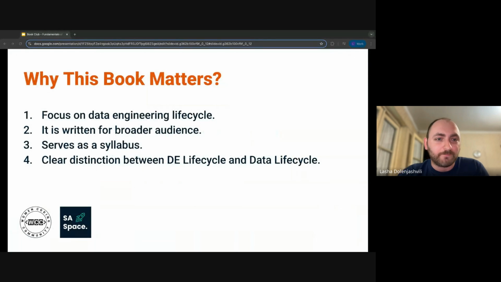Okay, so why does this book matter? As I mentioned, it's organized around the data engineering lifecycle. There are many technical books that try to teach you a single tool like Spark, Kafka, or Snowflake. The problem is those tools evolve, change, and sometimes they get obsolete and replaced. Instead, this book takes a step back and follows the logical flow of data from the moment it's created to the moment it provides business value.